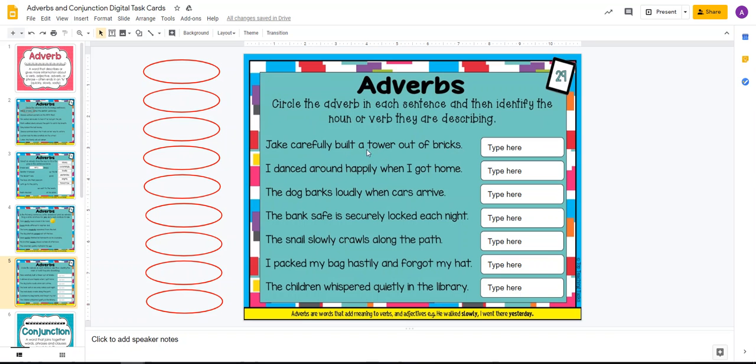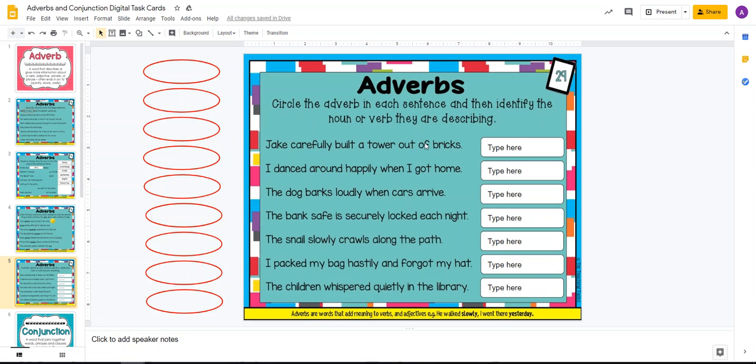Jake carefully built a tower out of bricks. Well, we know Jake is the noun. Let's see, carefully built a tower of bricks. So what is he doing? He's building something. So built is our verb. That's what he's doing, okay?